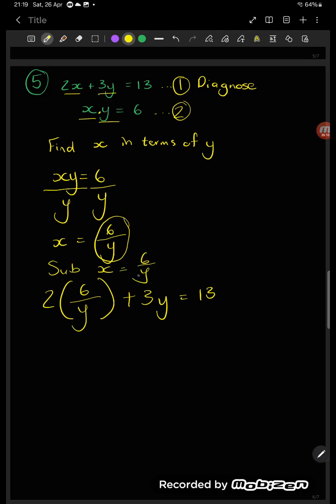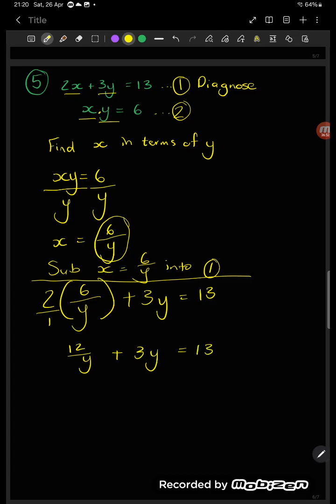X is equal to 6 over y. Underline it. So wherever there's an x, I'm going to put 6 over y. So 2, 6 over y plus 3y equals 13. Can you see now I can find a value for y? So what have I got? Anything in life is over 1. So 2 over 1 times 6 over y is going to be 12 over y plus 3y equals 13.